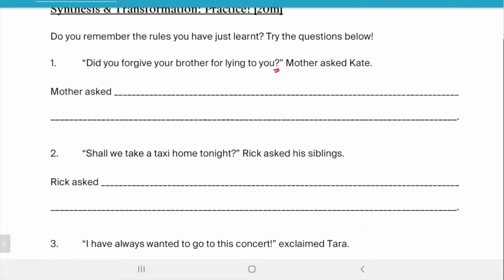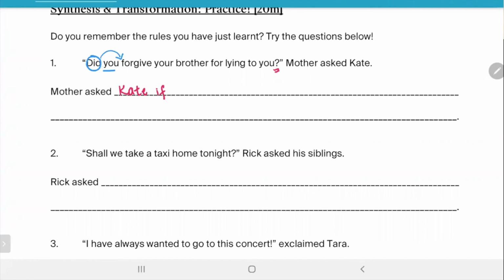Yes, that's right. So mother asked, remember to write in the person, ask Kate if, and then the next thing you need to do, I need you to circle all the words that need to be changed. Remember the TPTP, so you need to change did. What tense is did? Past. Yes, so past needs to become, remember the Pokemon evolution, past perfect tense. So here you need to shift did, forgive will become had, forgave, forgiven. Yes, correct.